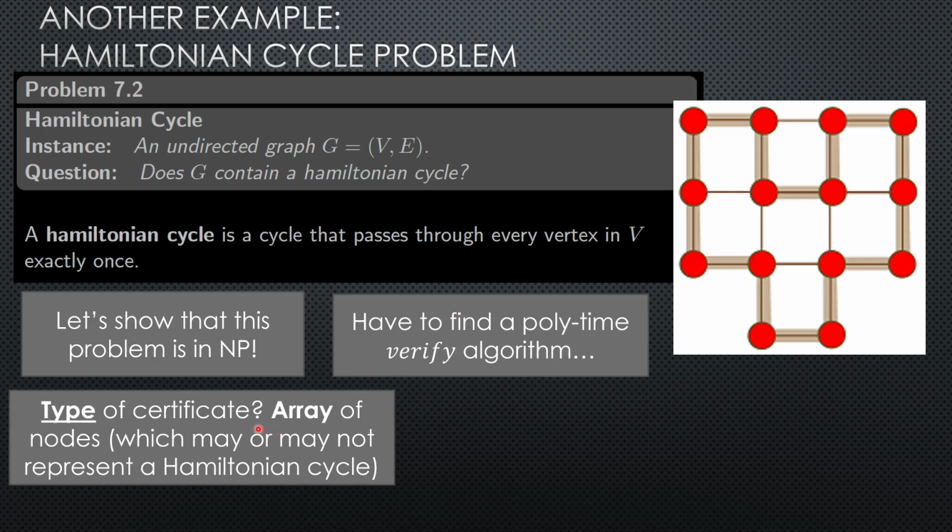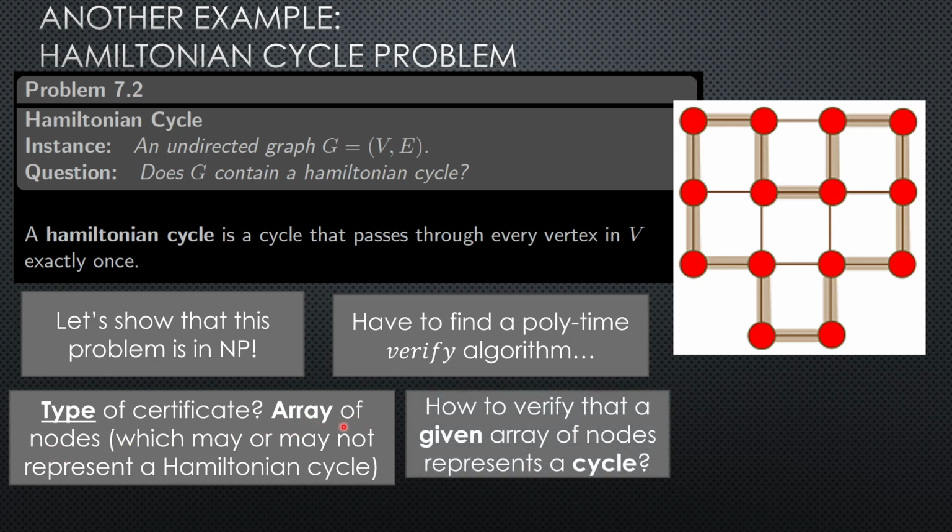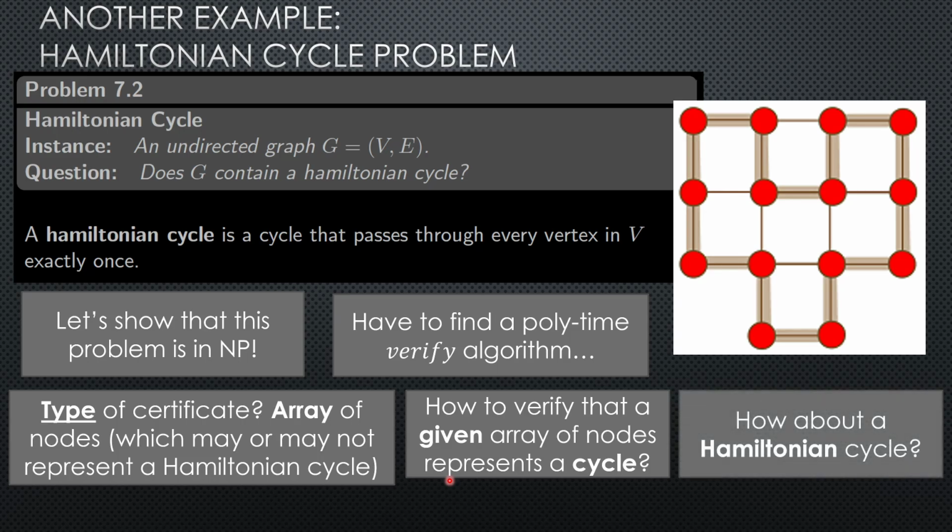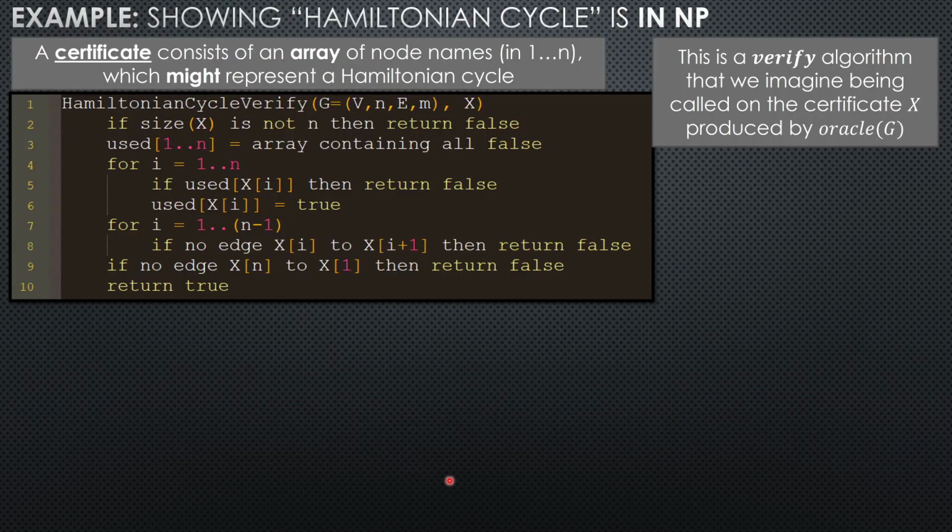This is not a big restriction, saying that the certificates have to be arrays of nodes. This is totally fine. So how do we verify, given an array of nodes, whether those nodes represent a cycle? You might want to pause and think about that for a moment. And furthermore, how would you verify that the given array represents a Hamiltonian cycle? I'll give you the answers on the next slide as we go.